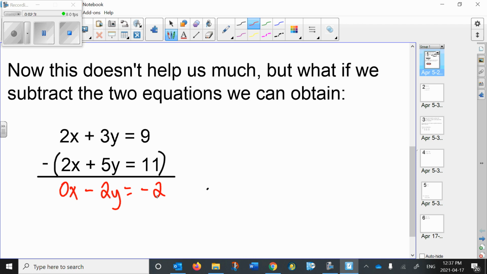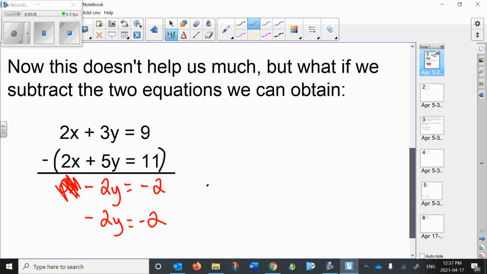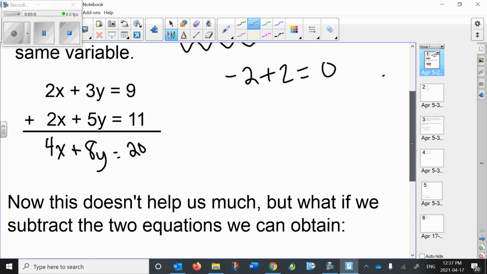Now really, I have eliminated the x term because 0x you don't actually write. So I'm left with -2y equals -2, which means I have eliminated one of the variables, which is what we want to do. So that shows you that depending on the equations, either you can add or subtract. If this was a -2 and I added, then it would have worked out because 2 plus a -2 would give me 0, and I would have gotten rid of the x term. It can be the x term or the y term that you want to eliminate.